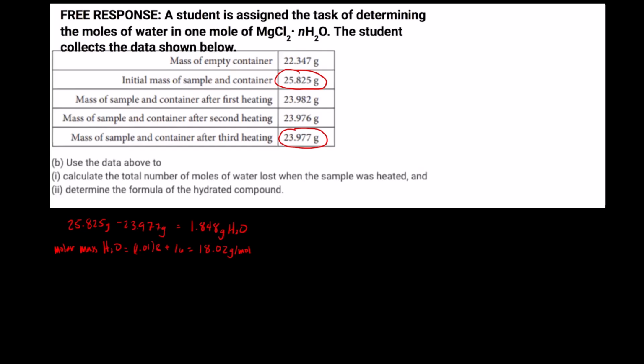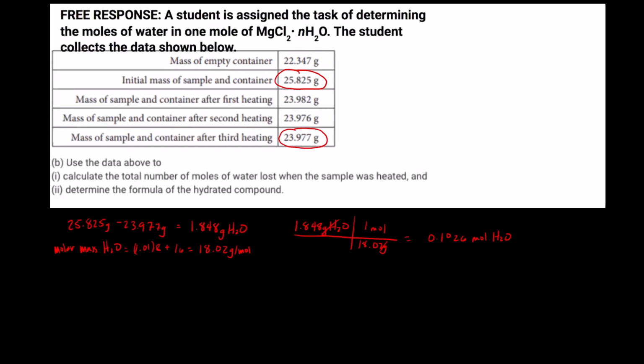And so now I'm going to draw my brackets. We have 1.848 grams of water, and I'm going to divide that by 18.02 grams for every 1 mole. Okay, grams cancel out, and I am left with 0.1026 moles of water.